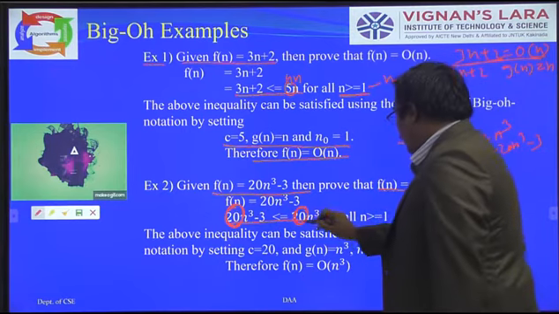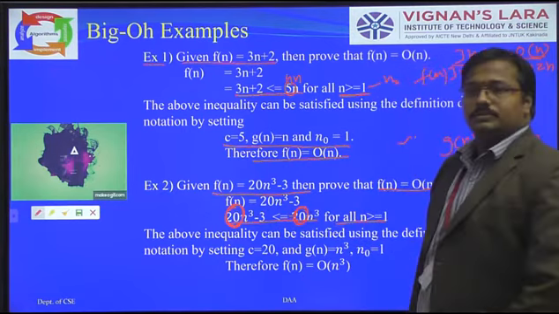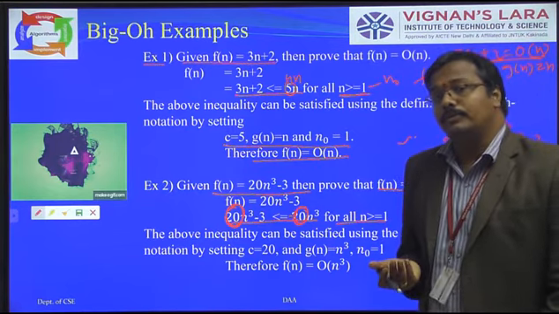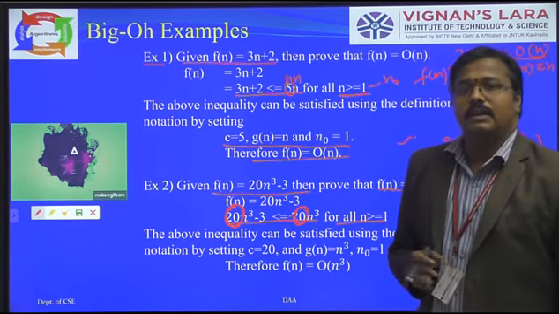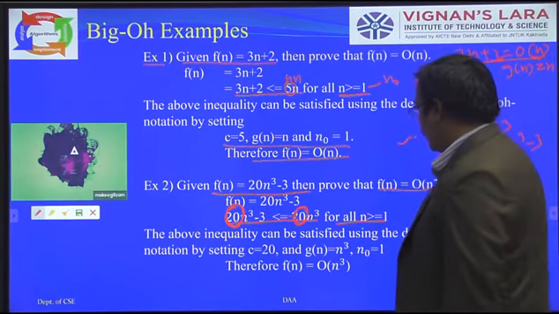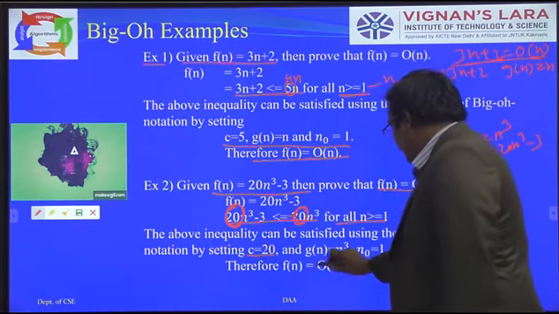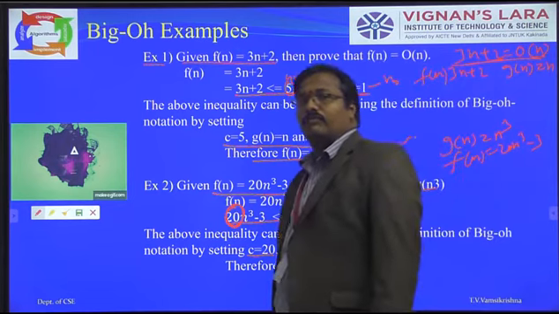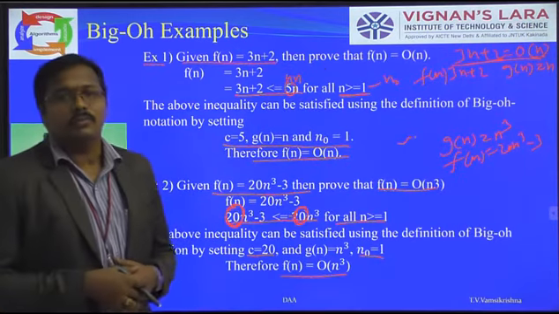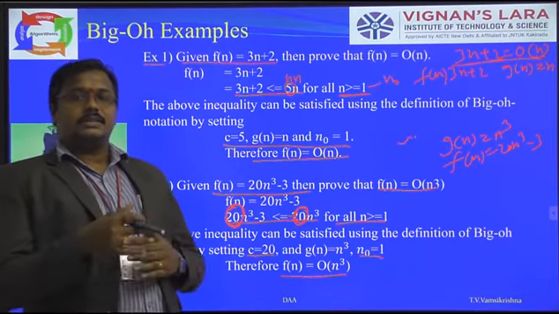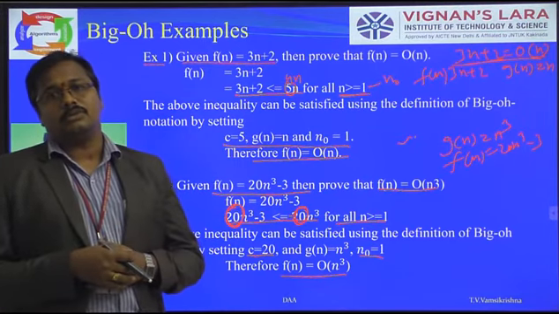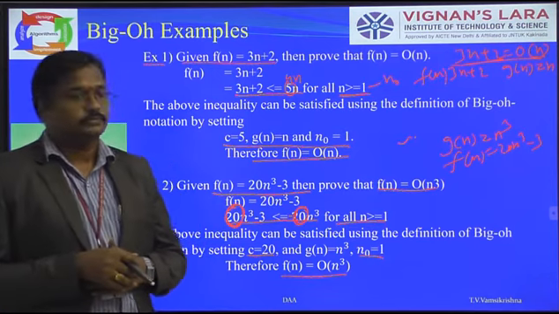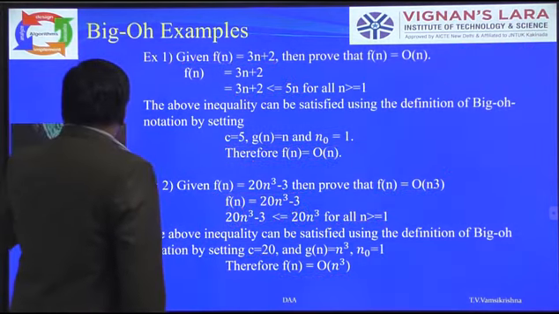Right. So up to now, what is the range? The equation is satisfied from n greater than or equal to 1. Means that the c value is 20, n naught value is 1. So that proved f of n is equal to big O of n cube. So this is the way sometimes you get mathematical kinds of questions in this subject also. Prove it. Okay. This is about big O.